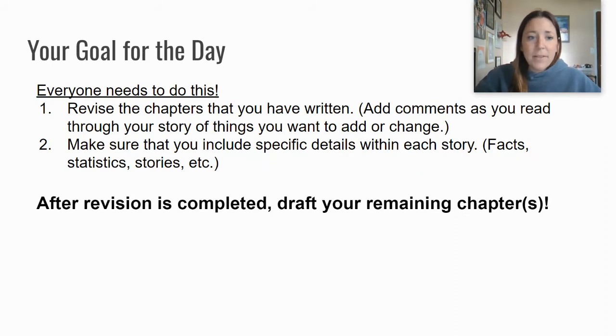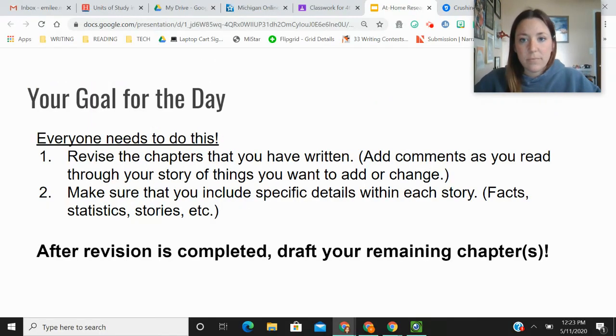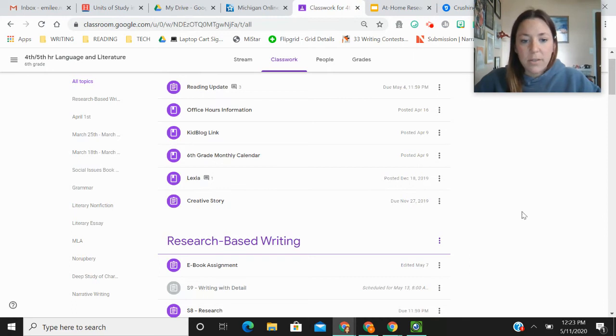So, again, today, you're going to revise the chapters that you've already written, okay, adding more details, elaborating, and then make sure that you include specific details within each story. So you should look at all of your chapters and think, do I have specific details? Do I have varied amounts of evidence, right? After your revision's completed, so you've revised 3 chapters, draft your last one, okay? Let's go through here.